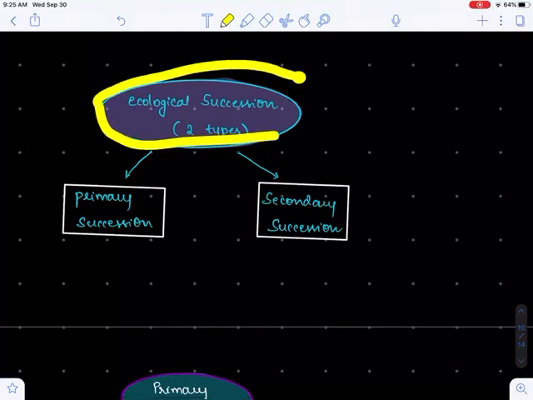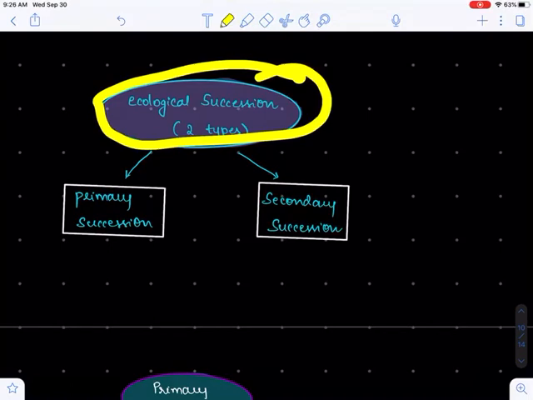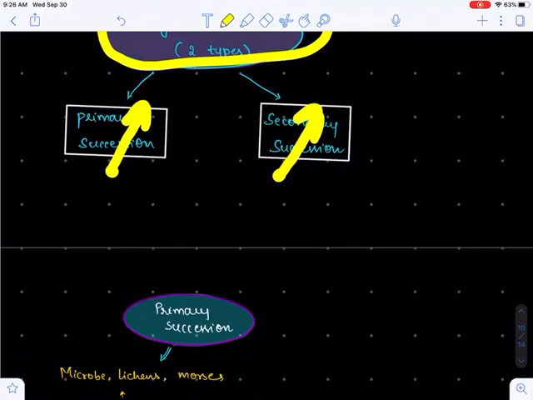Hello everyone. In this lecture, let's study about the types of ecological succession. There are two types of ecological succession. One is the primary succession and the other is the secondary succession. In this lecture, let's study about the primary succession.